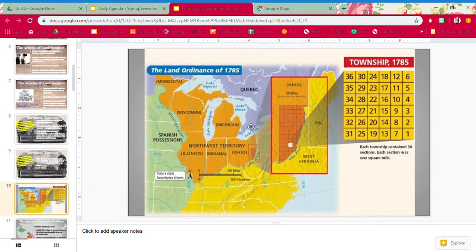So right up here is the Ohio River Valley area, and this little map zoomed in on a portion of Ohio, right next to the Ohio River actually, and zoomed in on this little square, and this is how they divided it up.